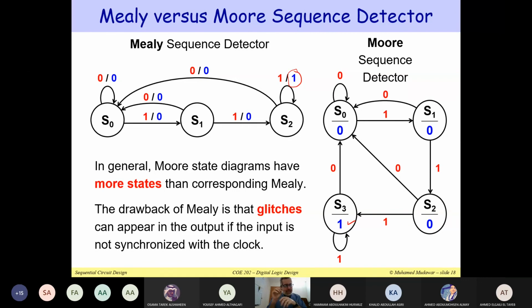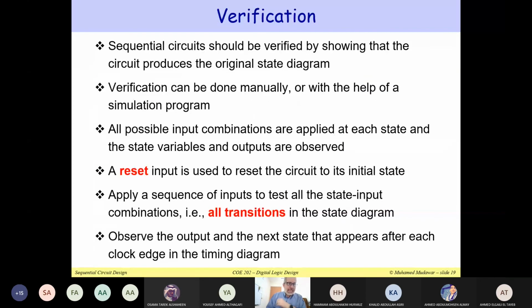The drawback of Mealy is that you might actually get glitches. When you simulate and look at the waveforms, you might see glitches in the case of the Mealy sequence detector, but these glitches will not really appear in the case of Moore. So this is done when you would like to verify these circuits. I'll talk about verification, inshallah, next time, and I will show you more examples, inshallah.